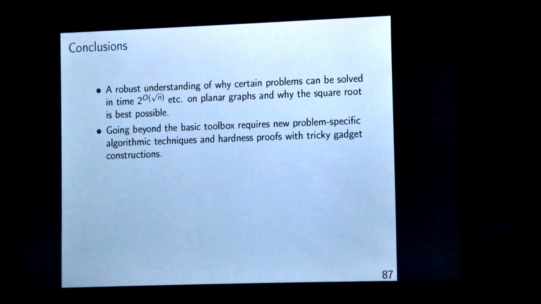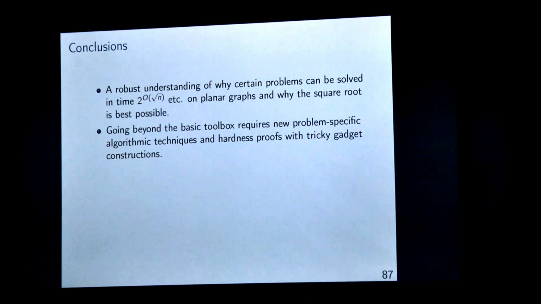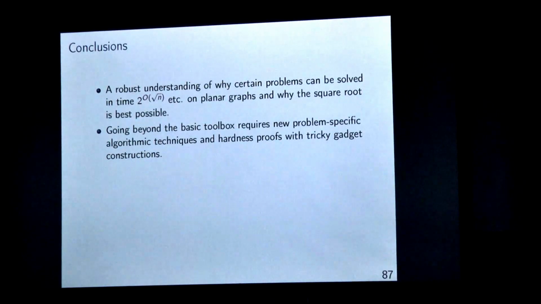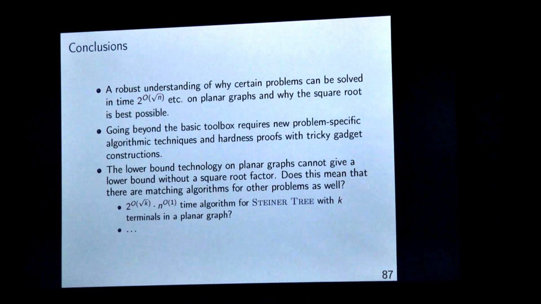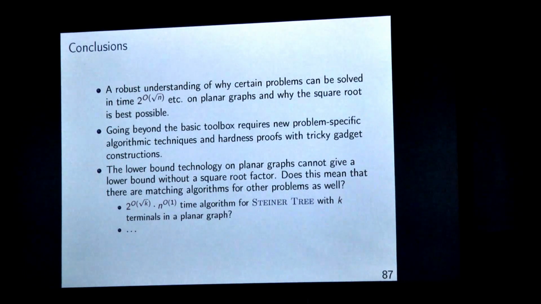So basically, what is the conclusion? We still need a robust understanding of what you can and cannot do, and for some specific problems, you have to go beyond the known toolkit and eventually invent completely new tools. So this is a great thing. For example, one problem where we are still not able to do anything is Steiner tree parameterized by the number of terminals. In general graphs it is 2 to the power number of terminals, but in planar graphs we don't know what the status is, as far as I know.